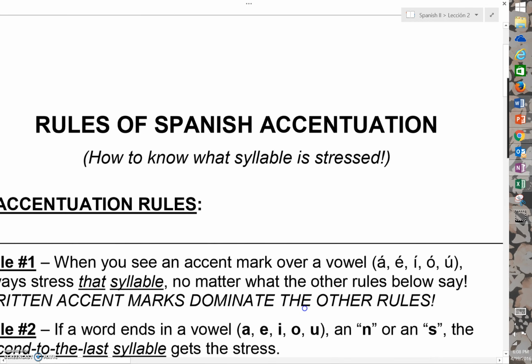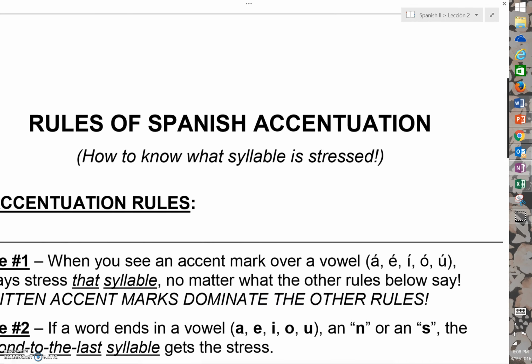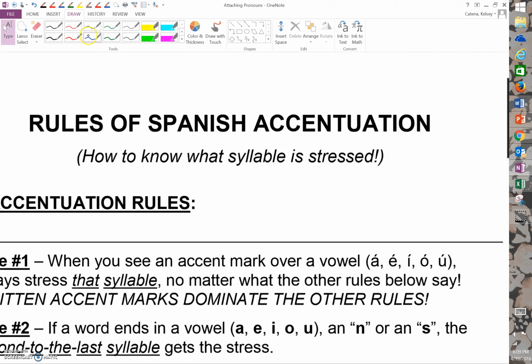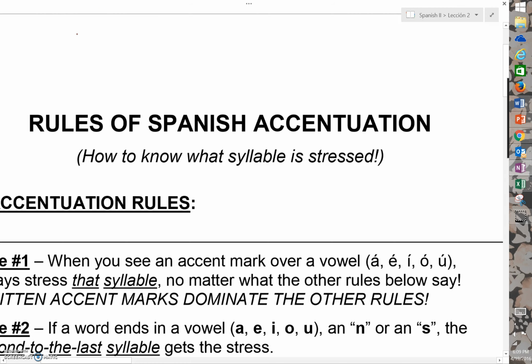First off, what is an accent? What does it do? What's the point of an accent mark in Spanish? We use accents to help determine what syllables are stressed when we pronounce words. So today we're going to talk about a couple rules of Spanish accentuation, how we know what syllable is stressed or emphasized when we pronounce a word.